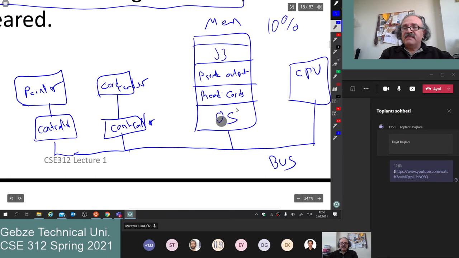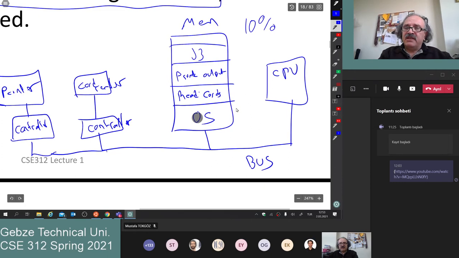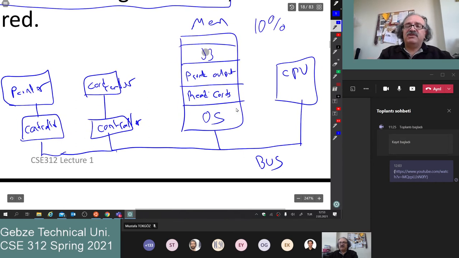Again, the operating system is another job on my computer, and it has to run from time to time. But there is only one program counter. It is either the operating system running, or the card reader running, or the printer output running, or job three running. One of them has to run at the same time. And you might think that all of them are running at the same time, but in fact, they are sharing the CPU in a time multiplexed way.